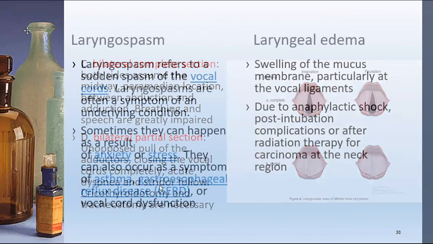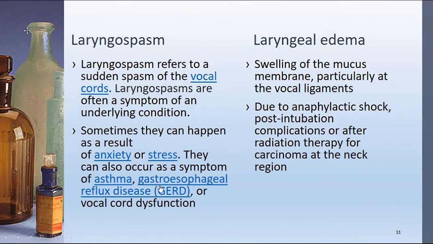No? And then two other pathologies that are seen of the larynx include laryngospasm and laryngeal edema. Laryngospasm refers to a transient sudden spasm of the vocal cords. It's often a symptom of an underlying condition. Sometimes they can happen as a result of anxiety or stress, a symptom of asthma or GERD, that's a real disease, also vocal cord dysfunction. So this is just a transient disorder, no? It'll be easily reversible after a few minutes, no?